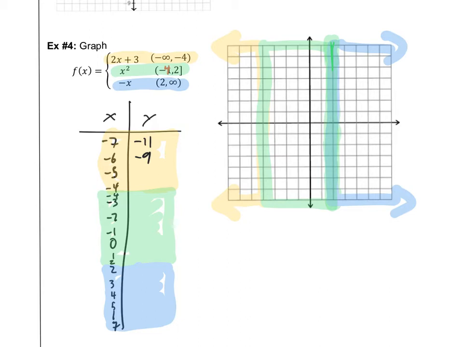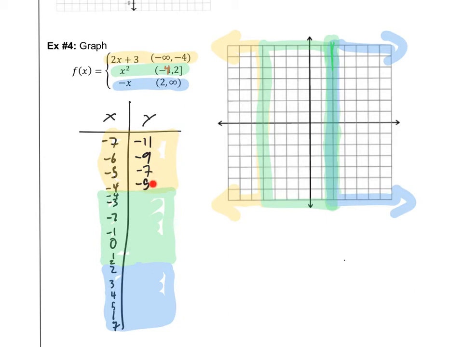Let's plug in negative 5. Negative 5 times 2 is negative 10, plus 3 is negative 7. And lastly, the last number in the yellow is negative 4. If I plug in negative 4, 2 times negative 4 is negative 8, plus 3 is negative 5.